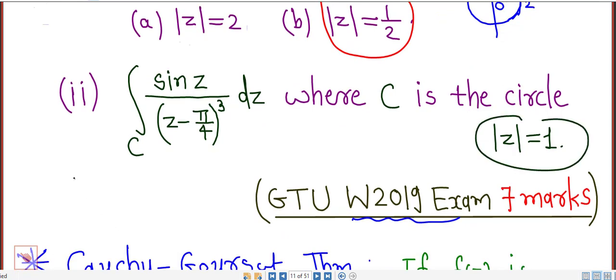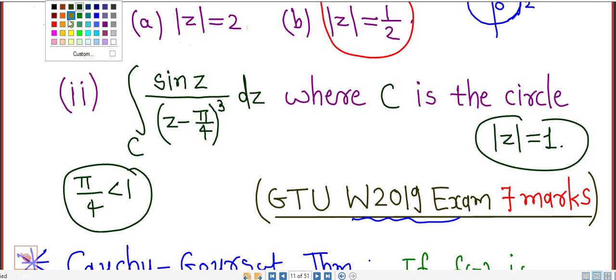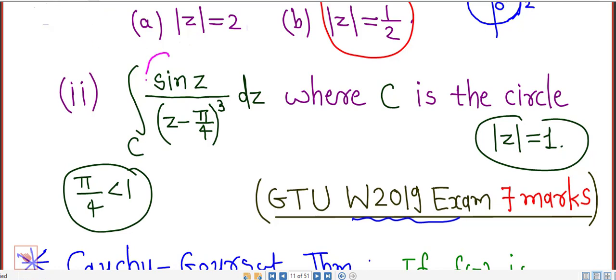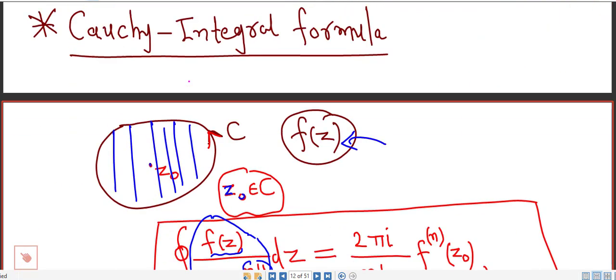So we are familiar that the value of pi by 4 is always less than 1. So this function sin z divided by (z minus pi by 4) to the power 3 is not analytic at z equal to pi by 4 only, and z equal to pi by 4 will be inside this circle. So here also we have to apply Cauchy integral formula.